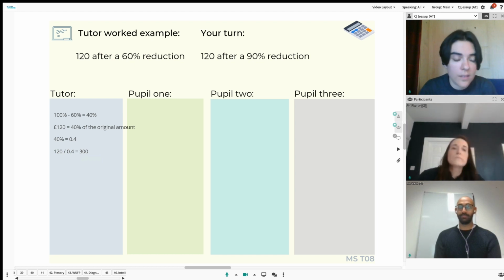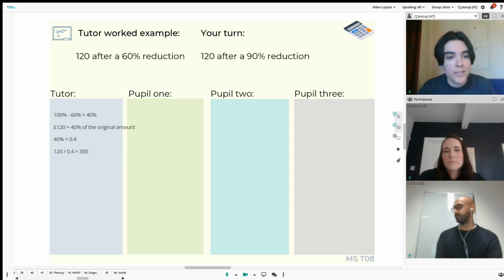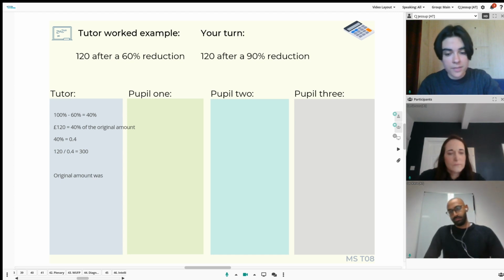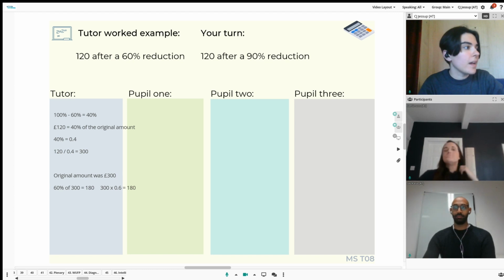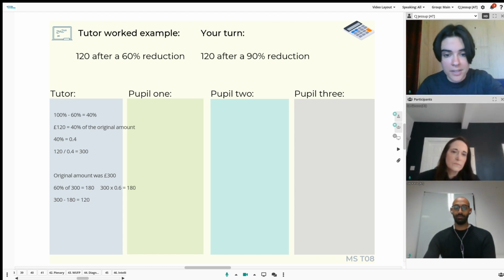Imagine it the other way around as well, so we can check our answer. So we're saying that the original amount was 300 pounds. And then there was a 60% reduction. 60% of 300 is 180. That would be the same as doing 300 times 0.6, which is 180. And if you do 300 minus 180, you get 120. So you can see that that's right. I'll get rid of that bit, just checking my answer there.